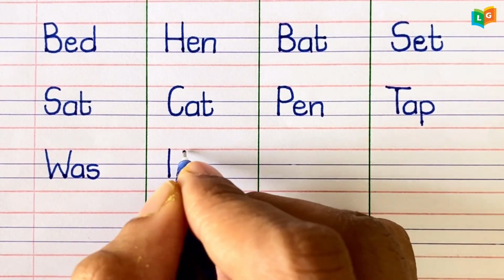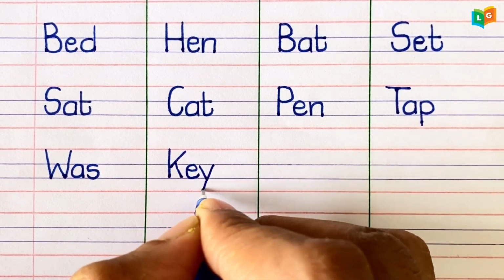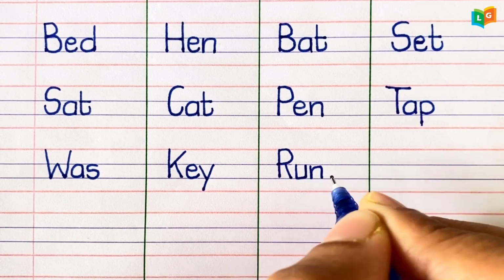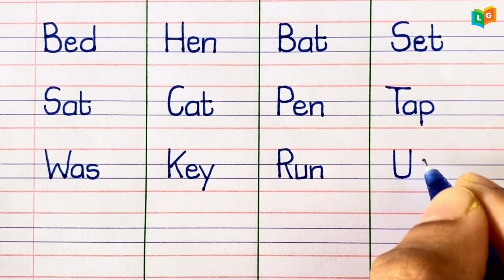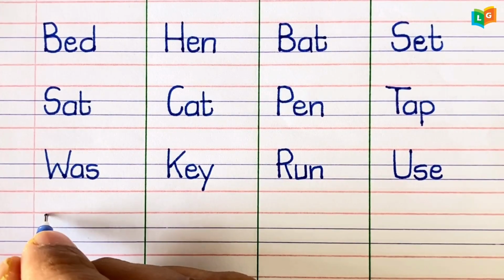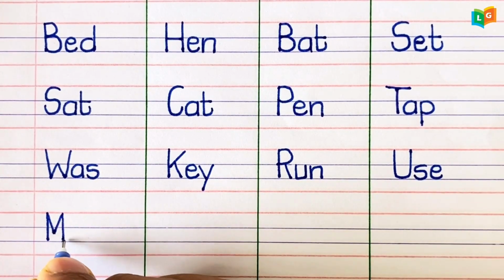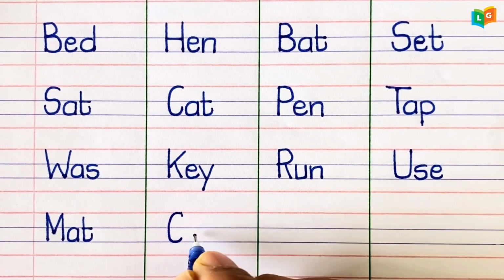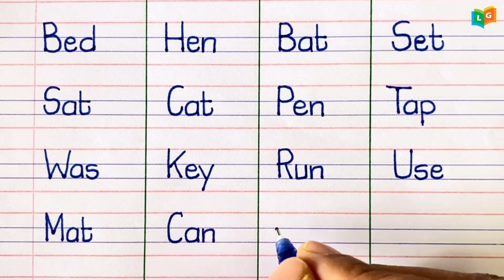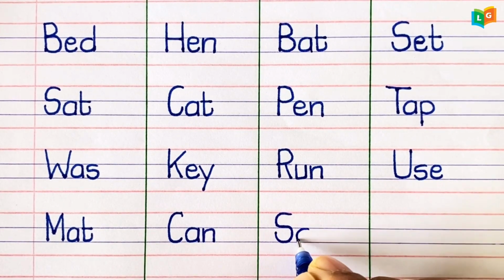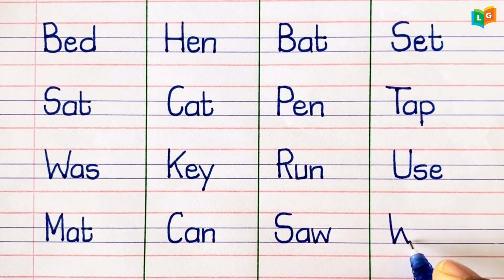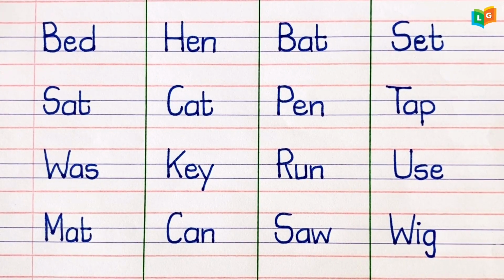W-A-S, was. K-E-Y, key. R-U-N, run. U-S-E, use. M-A-T, mat. C-A-N, can. S-A-W, saw. W-I-G, wig.